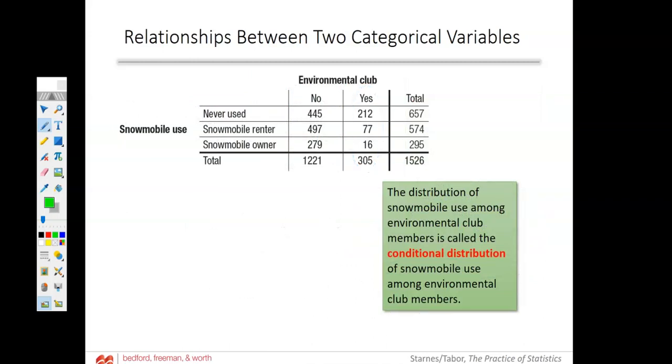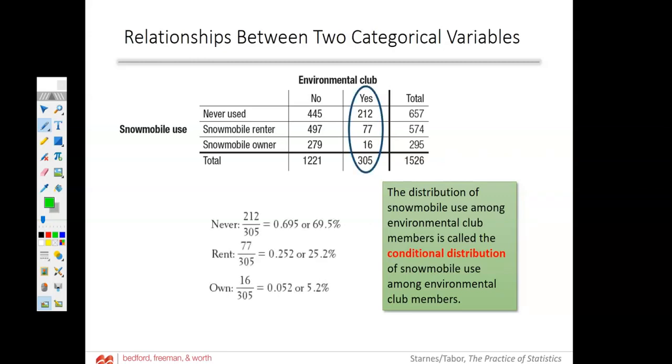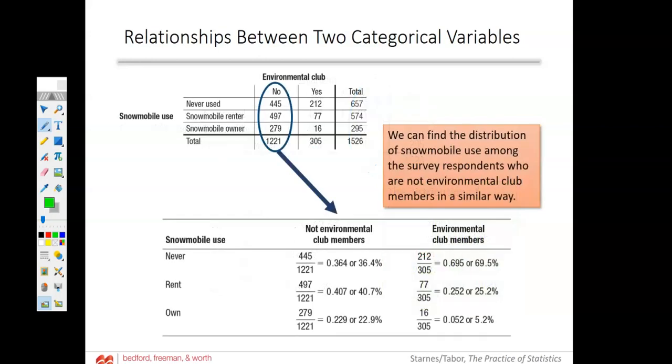And again, you can do that for whole columns of data. So let's say you wanted to figure out how many folks are in the environmental club overall. You'd say, for each one of those categories, 305 overall, but out of those 305, 69.5%, or 212 out of 305. So that's using the conditional distribution for each category. You can also do that for not environmental club members.